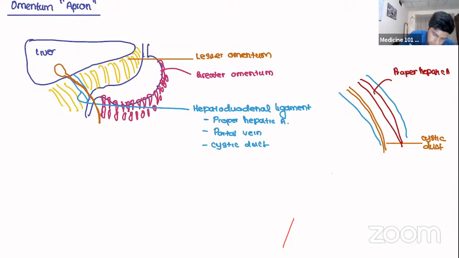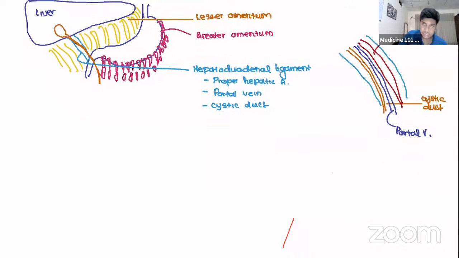Okay, let me use a different color. These three structures have blood vessels, and during surgeries, this is very easily damaged. This is pure anatomy. Okay, high yield anatomy. Surgery.